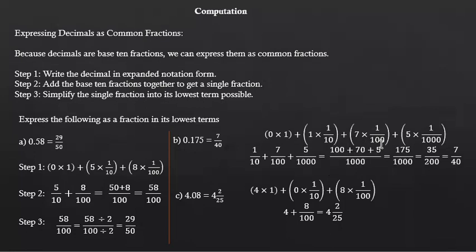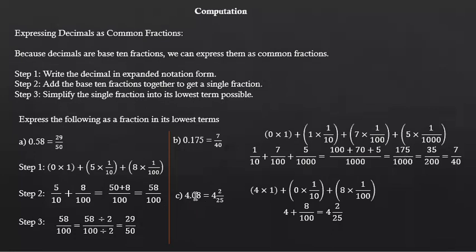Now we add the numerators together. 100 plus 70 plus 5 will give you 175 over 1,000. This can be reduced further. So we find the highest common factor between these two to reduce it to 35 over 200. This could also be reduced further, and therefore we reduce it to 7 over 40.